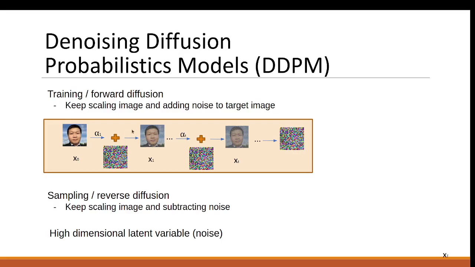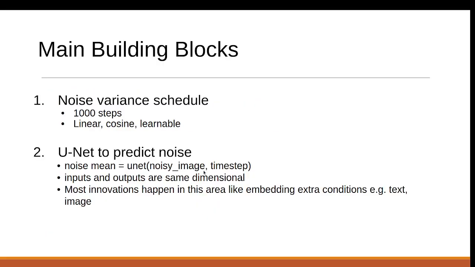So after we do the forward diffusion, and when we do the reverse diffusion, we cannot just minus any random noise. We have to, as I mentioned, subtract the particular noise. So how do we do that? We use a neural network to predict the noise, and that neural network architecture is called UNet.